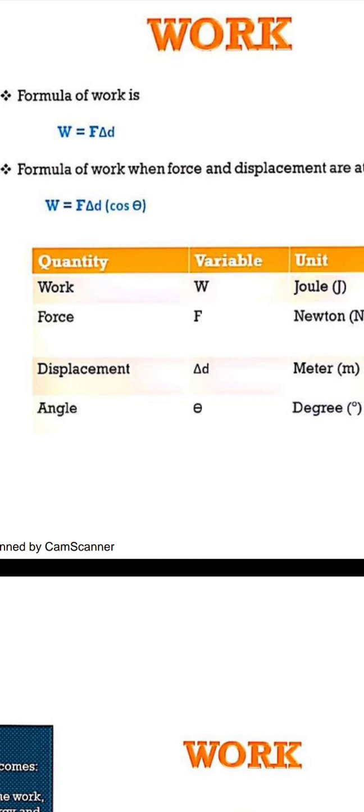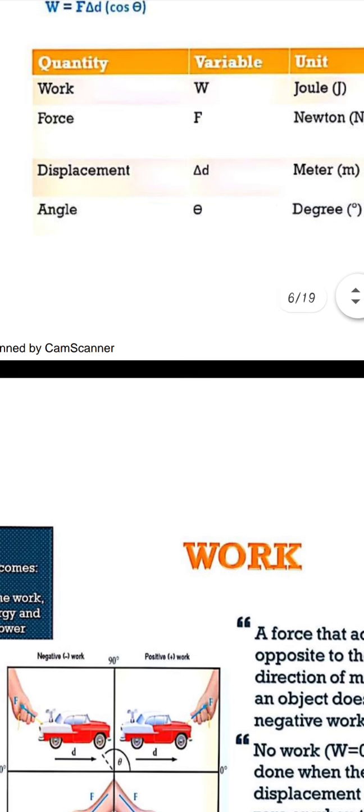So what is the unit for the work done? We know that force is given in Newton, the angle in degree or radian, and the displacement in meter. Together, the unit of work is the joule. The other unit is also there, that is erg.